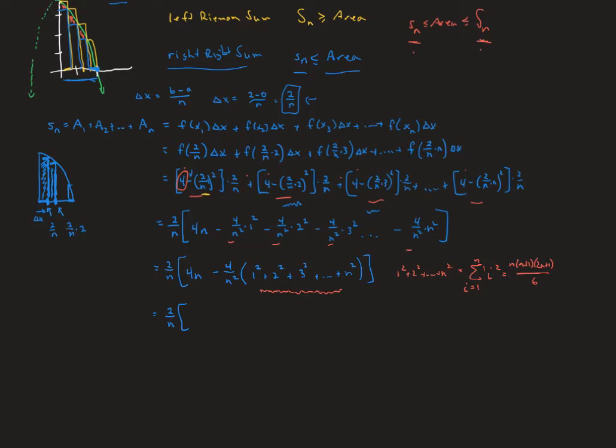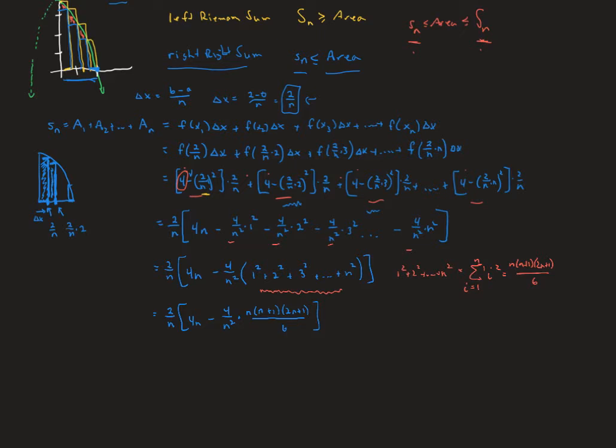So we have the 2 over n times 4n, minus 4 over n squared times, and now we're going to write that as n times n plus, was it plus 1 or minus 1? Let me look there. That's a plus 1. So n plus 1, and then 2n plus 1, all over 6, close bracket.